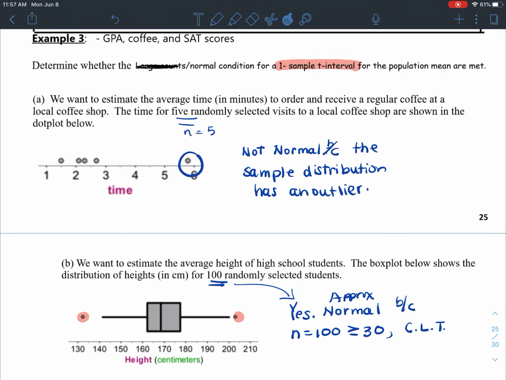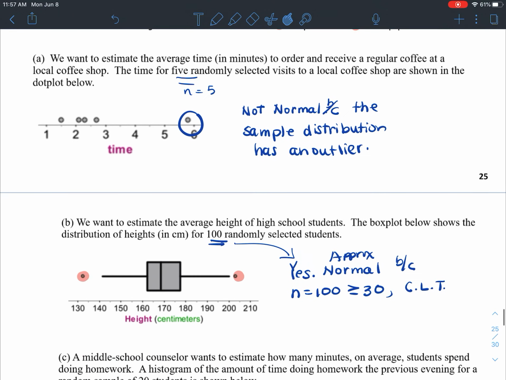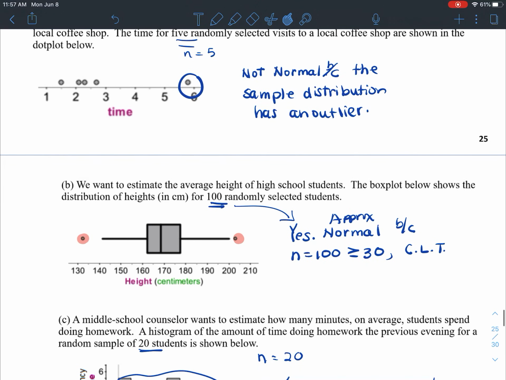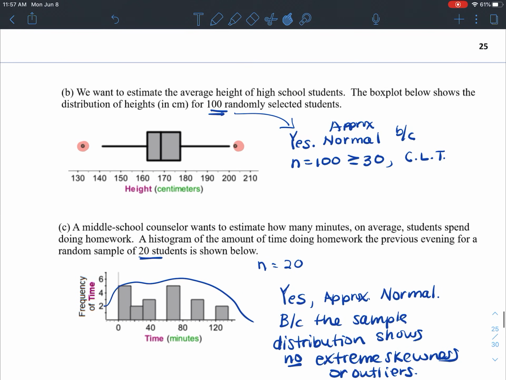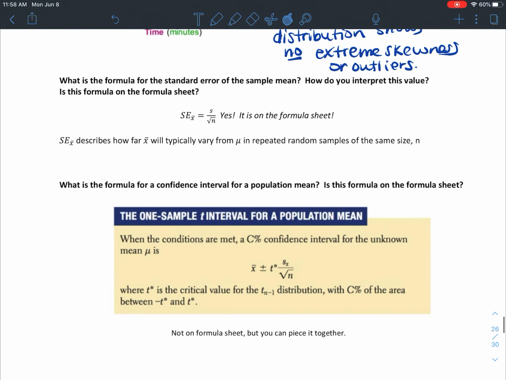And then kind of our last resort is if we have the set of sample data and we make some type of graph, could be a histogram, could be a dot plot like in this example, or a box plot, and when we graph it we notice that there are not any outliers or there's no extreme skewness, then we can also infer normality. Now, something you should note is if your sample size is greater than or equal to 30, then it doesn't matter if there are outliers or extreme skewness. You can use the central limit theorem to still infer normality.